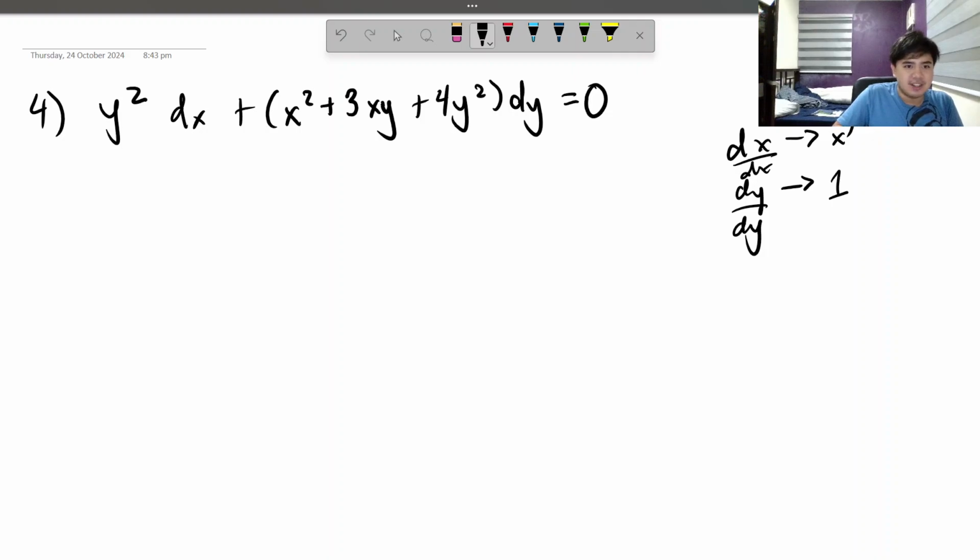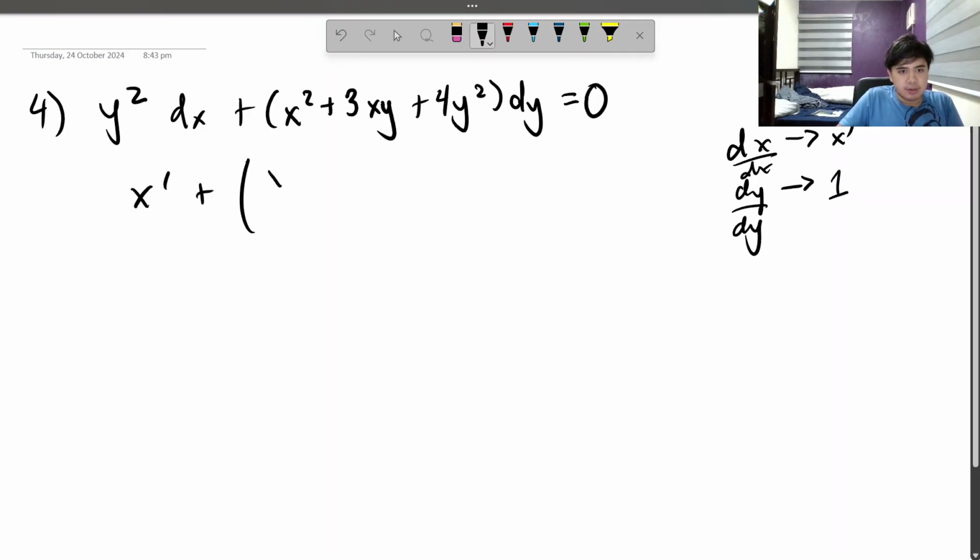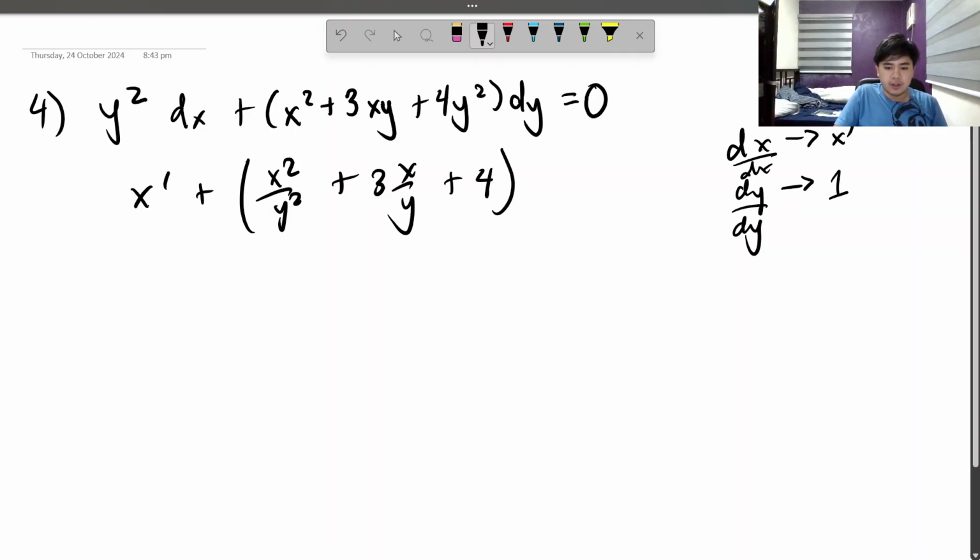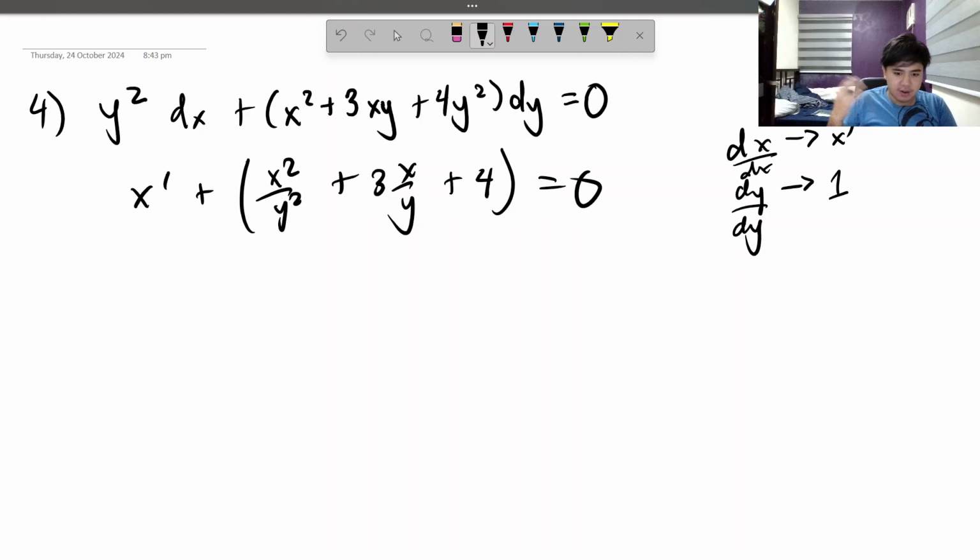But let's do this. Let's divide both sides by y squared. What would that entail? x prime plus x squared over y squared plus 3x over y plus 4, and dy would be 1. So there we go, equals 0. Hmm. We could go for a Bernoulli here, but that's not meant until later. We already have a situation in here. It's called a homogeneous, and I don't think Bernoulli would work either. So let's put homogeneous on the table.